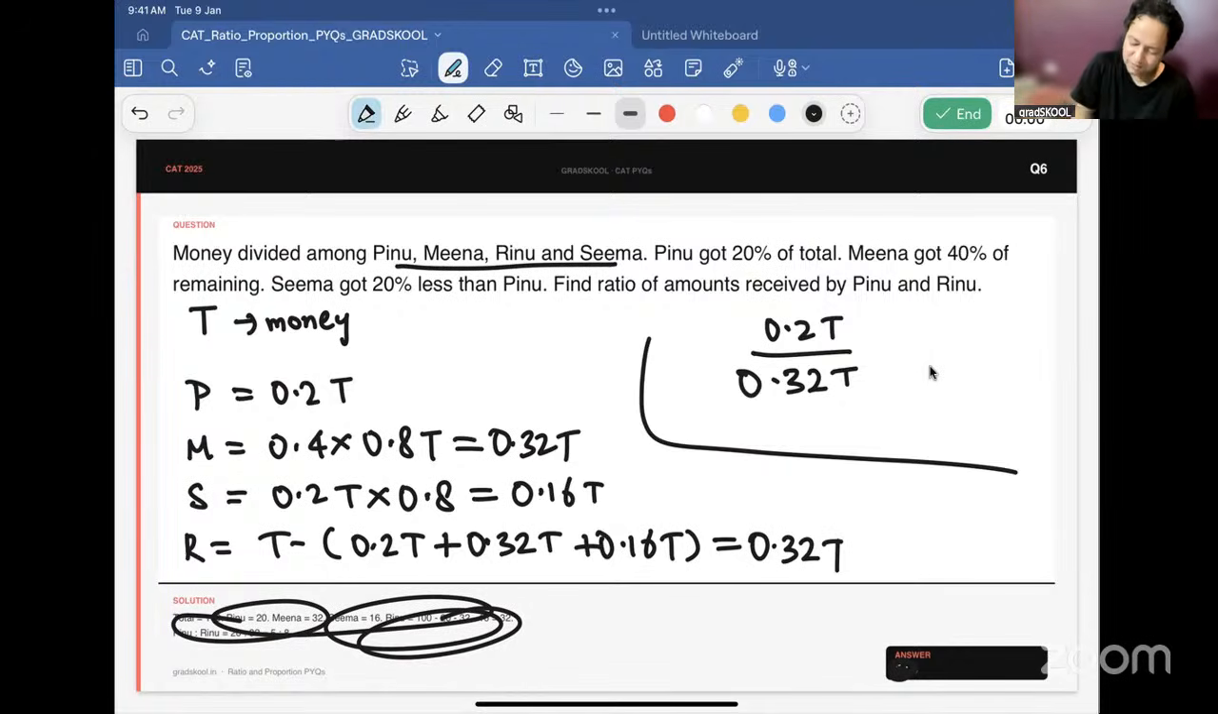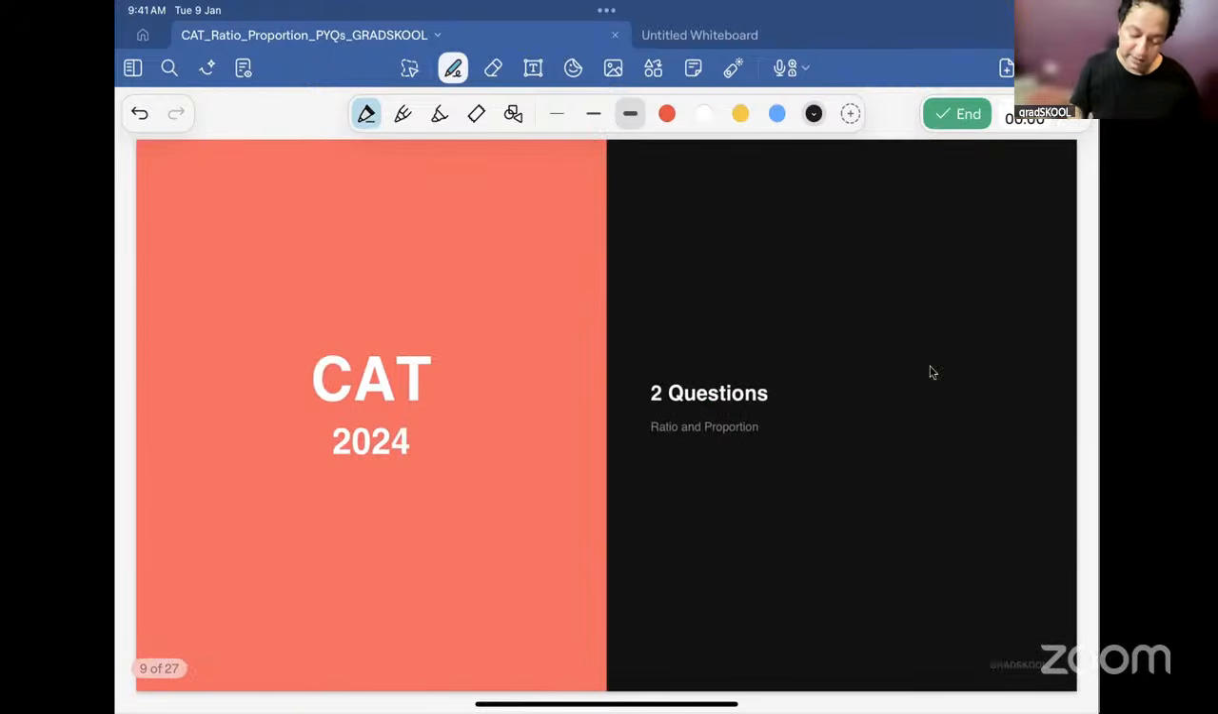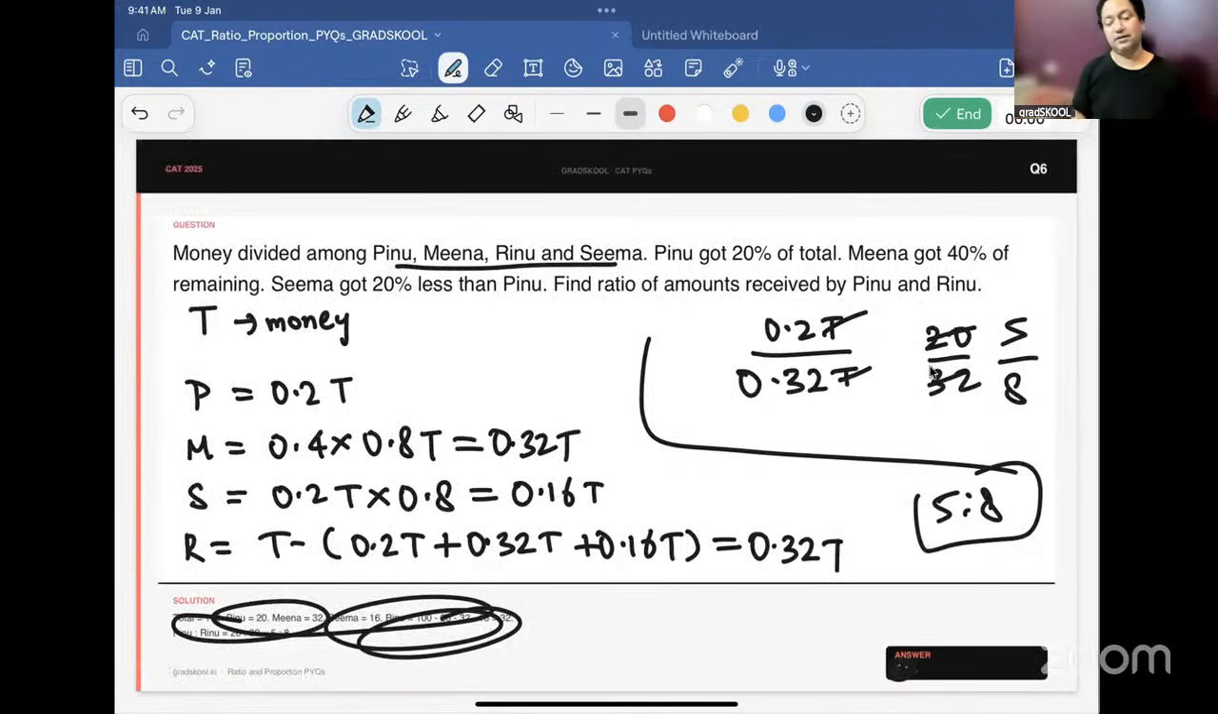It is correct. Why am I saying this? The T and T got cancelled out. 0.2 upon 0.32 is 20 upon 32. 4 5s are 20, 4 8s are 32. It's right, what happened to me. It's correct. 5 is to 8 is the answer. Now let's go to the next one.